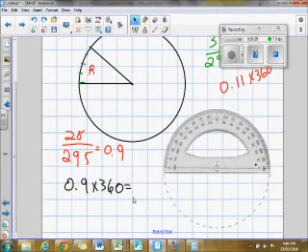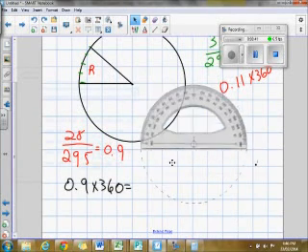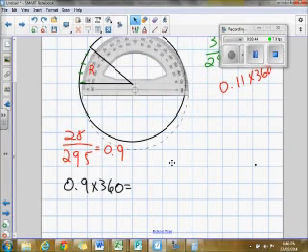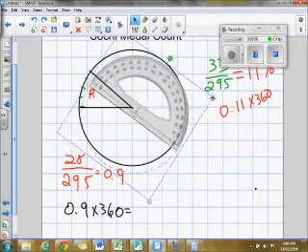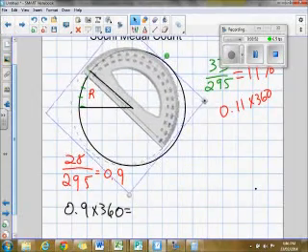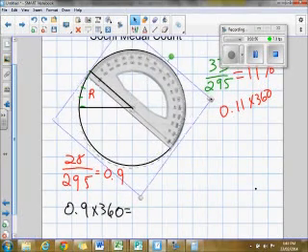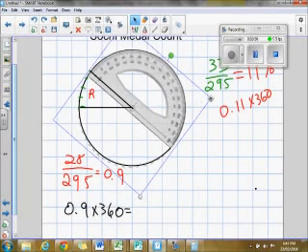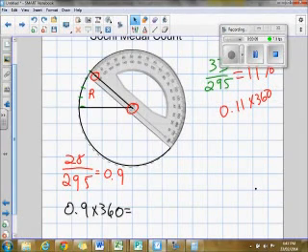So 0.09 times 360 gives me 32 degrees. Taking my protractor again, just got to lower it a bit here. I'm going to place the line along our existing line there, the base. So we need to line up everything there. Okay, so you can see here I have the crosshairs in the center and I have the line on 0. Those are two things that have to be lined up before you can proceed.